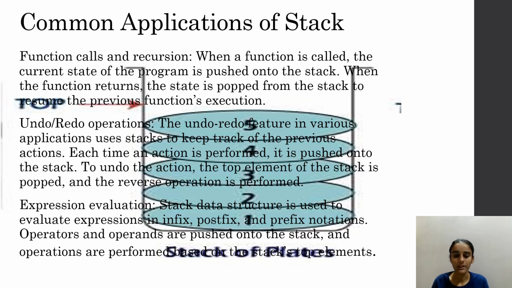Redo and undo operations. The undo and redo feature in various applications uses a stack to keep track of previous actions. Each time an action is performed, it is pushed into the stack. To undo an action, the top element of the stack is popped and the reverse operation is performed.